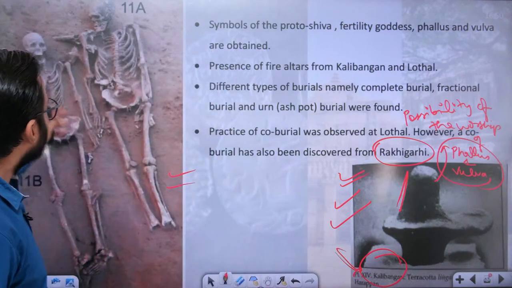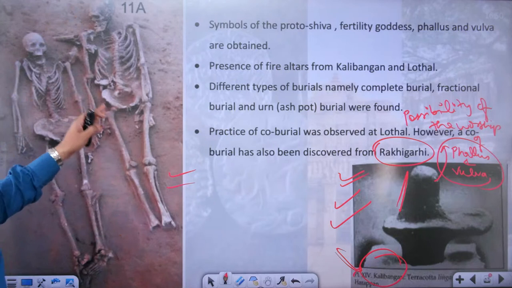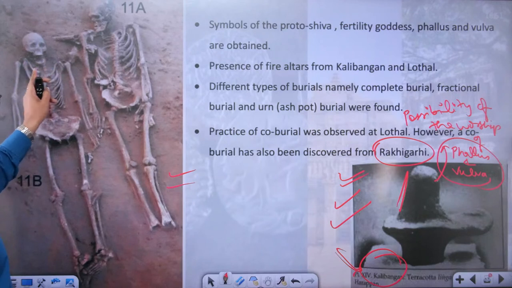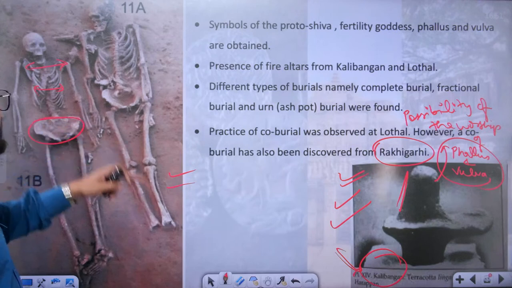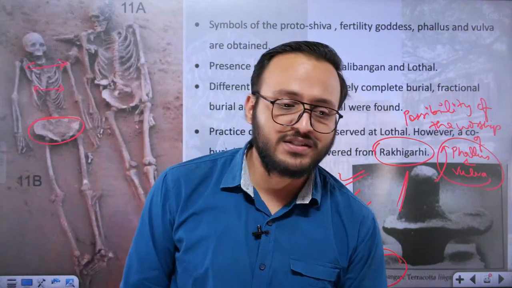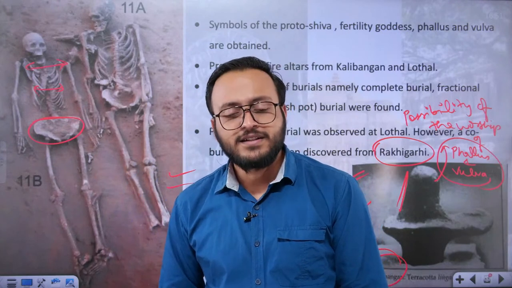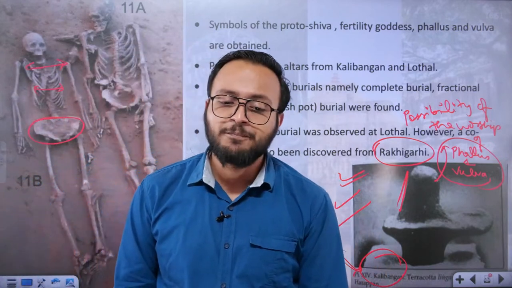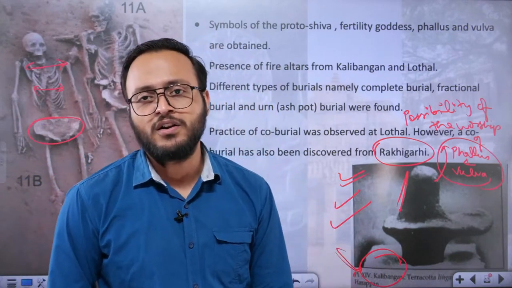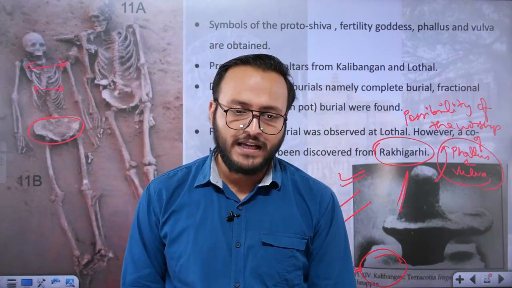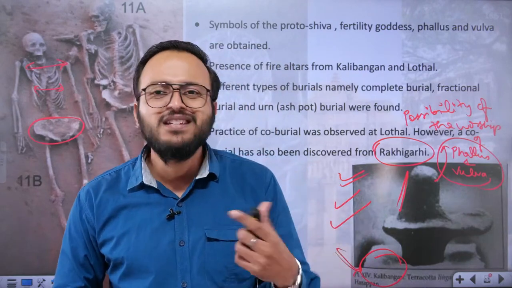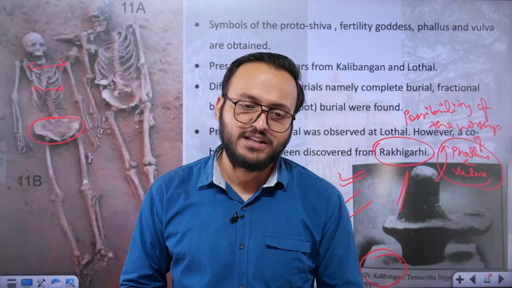In this burial, you can see probably the skeleton of a man and woman. How do we know that it is a man and a woman? Because with respect to the dimensions of the bone, particularly this wider hip bone suggests the presence of a female, right? Not just that, phallus and vulva. Phallus is basically the male genital organ and vulva is the outer genital organ of the female, right? So that is actually present. The evidences of the stone seals showing these two organs are found in Harappan civilization.